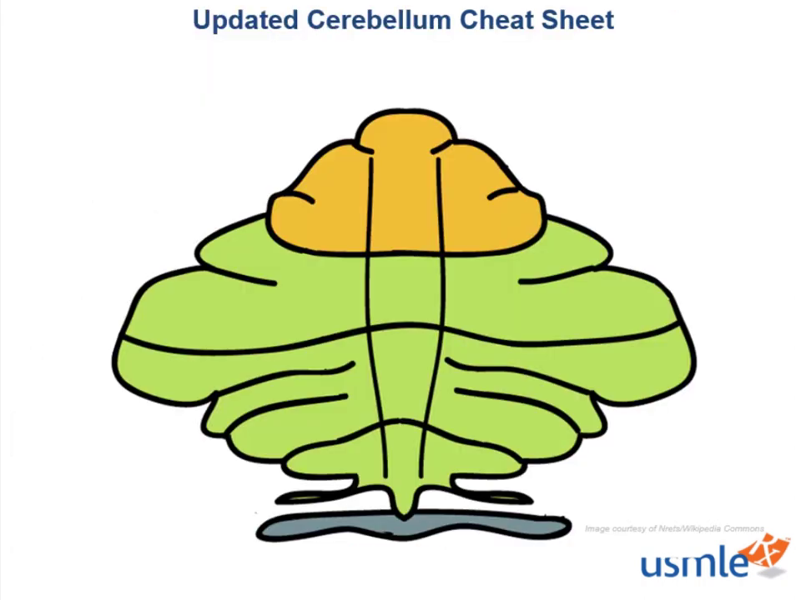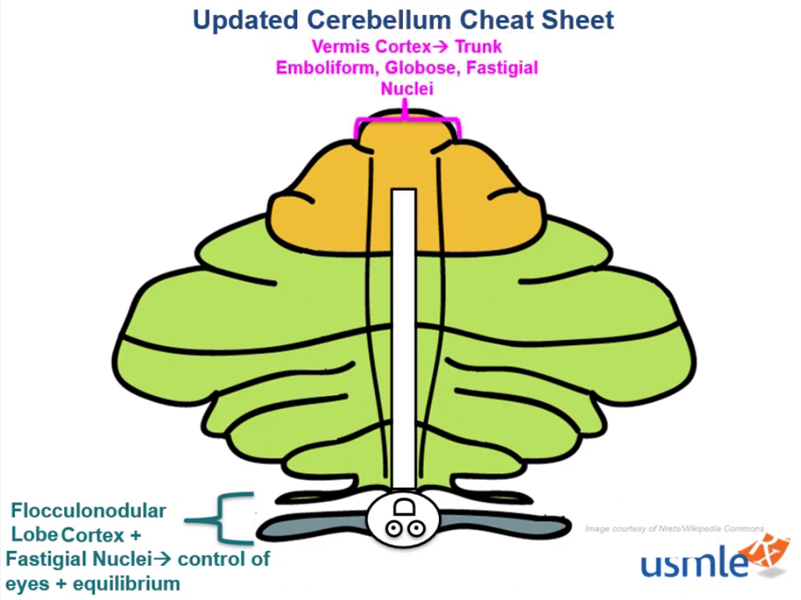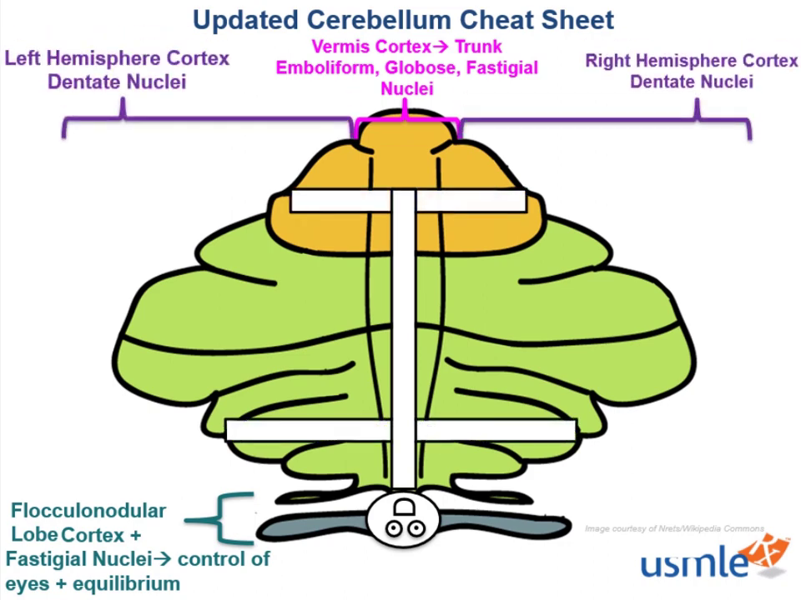Let's update our cheat sheet by adding in the regions of the cerebellar cortex with their respective nuclei. The Purkinje cells in the cortex of the floccular nodular lobe influence the vestigial nuclei to control eye movements and equilibrium. The Purkinje cells in the cortex of the vermis influence the emboliform, globose, and vestigial nuclei to coordinate trunk stability and proximal muscle control. Lastly, the Purkinje cells in the cortex of the hemispheres influence the dentate nuclei to control the ipsilateral limbs.